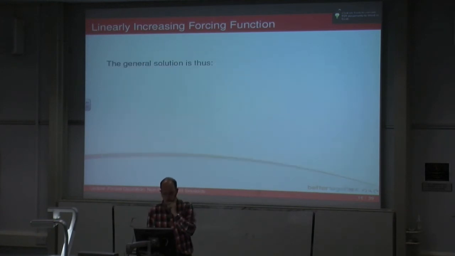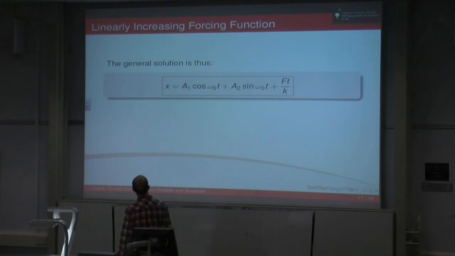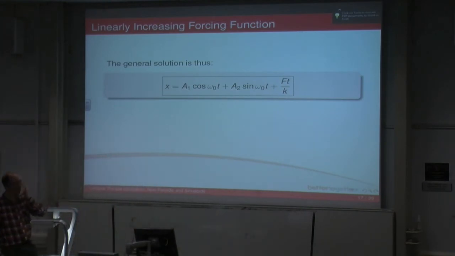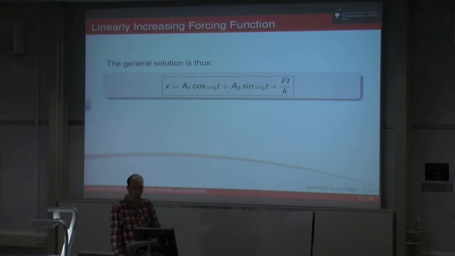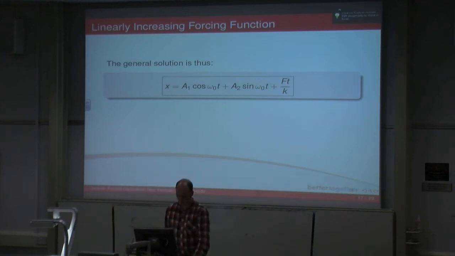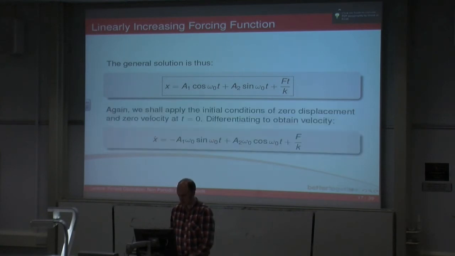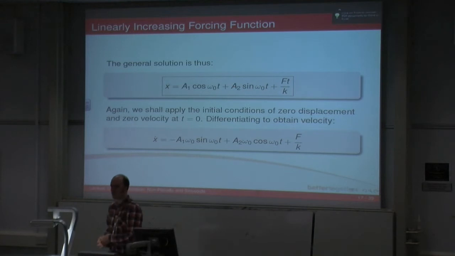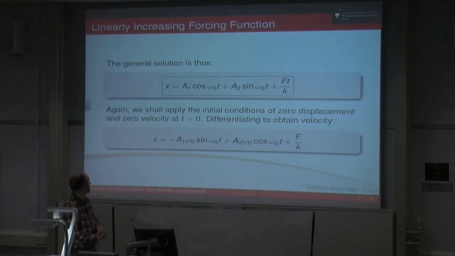Which makes sense. So if you apply that to the general solution, we've got our x_cf here, a1 cosine omega naught t plus a2 sine omega naught t plus f t upon k. That's the general solution. To find the exact solution, we must apply initial conditions. So we'll apply the same initial conditions, 0 displacement and 0 velocity at t equals 0.